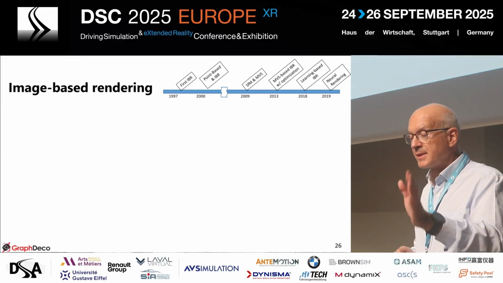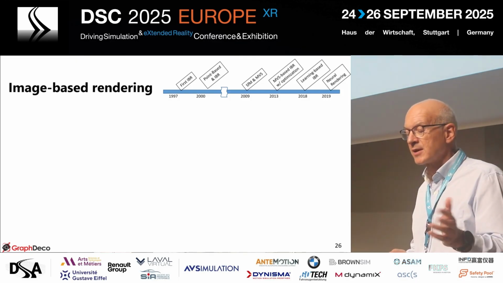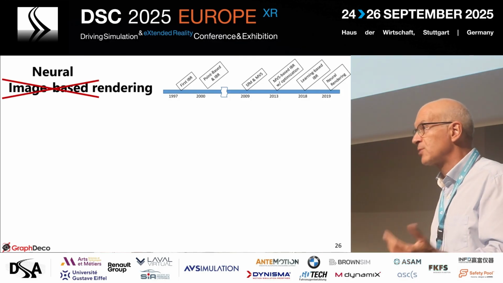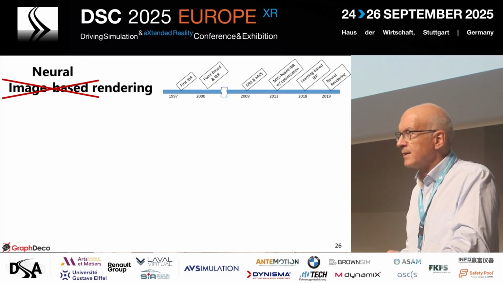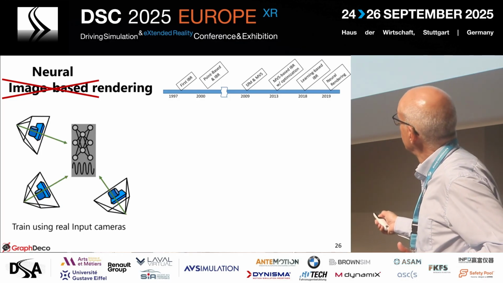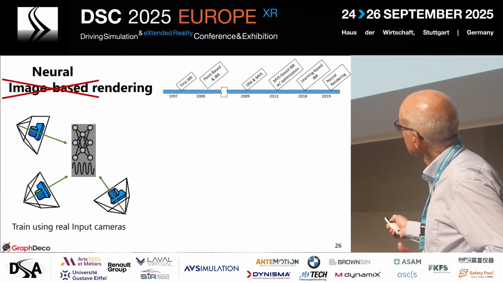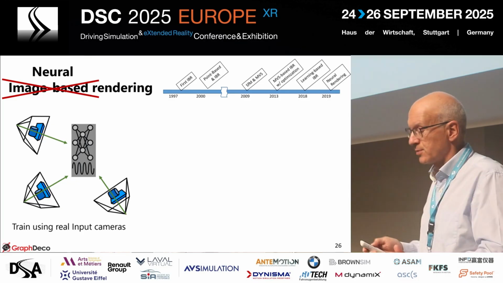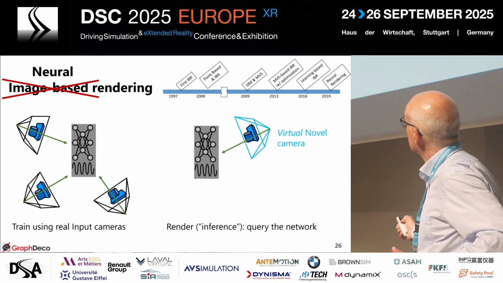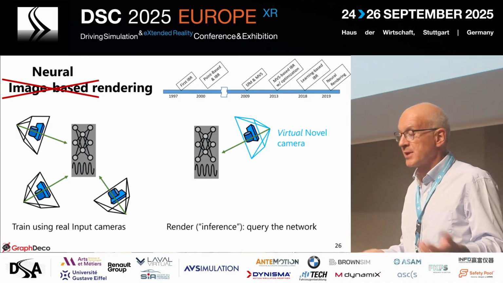So around this time, around 2019, 2020, image-based rendering got replaced by what started to be called neural rendering. So what's the difference? In neural rendering, instead of using the geometry here, you use a neural network, and you train the neural network using the real input views, so that then you can just query the neural network at a new position and get a new image.